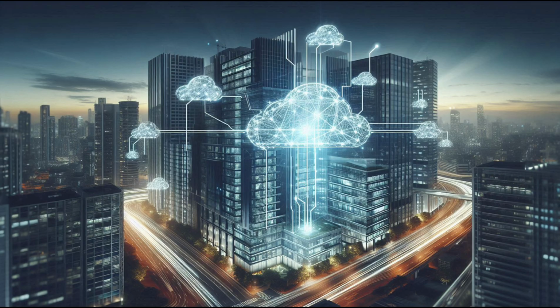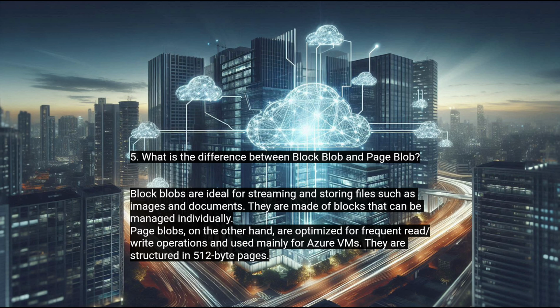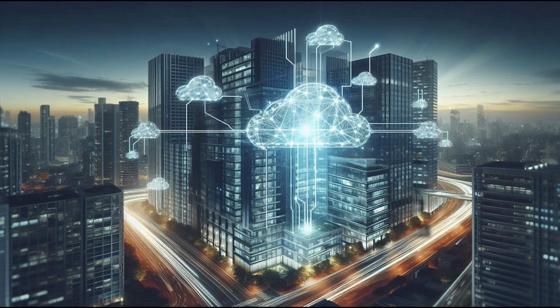5. What is the difference between block blob and page blob? Answer. Block blobs are ideal for streaming and storing files such as images and documents. They are made of blocks that can be managed individually. Page blobs, on the other hand, are optimized for frequent read/write operations and used mainly for Azure VMs. They are structured in 512-byte pages.